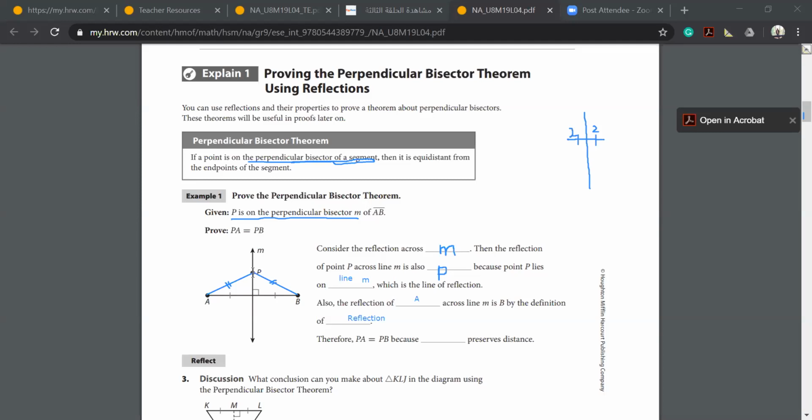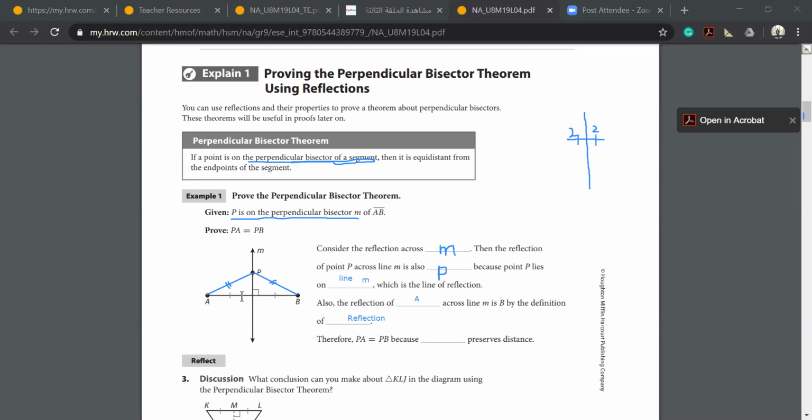So since point P is the same and the reflection of A is B, we can say that PA is equal to PB because reflection preserves distance. You remember, reflection is a rigid motion, right? When you did a reflection, did your triangles or quadrilaterals or figures change size? Never, right? Consider that you have this triangle here. We have P and then this point and then A.